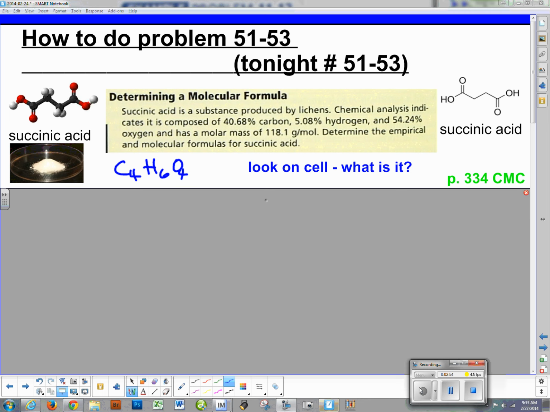Now, what would the empirical formula be for this guy? What would you divide by? C2H3O2. So this is the molecular formula, and the empirical formula is easy to find. What's the value of n? 2. Sure, because that's what we divided all the subscripts by.